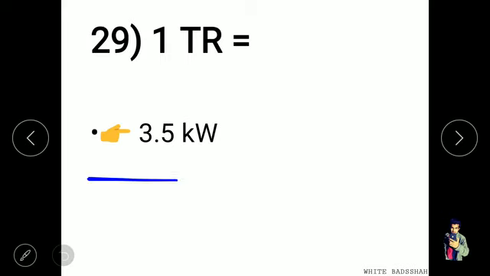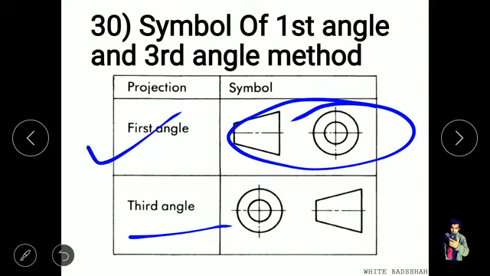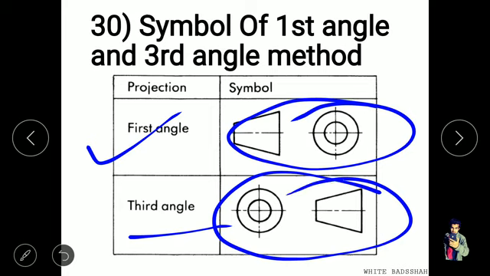So 1 TR equals 3.5 kilowatt. Now the symbol of first angle and third angle method. The first angle symbol is this, and this is for the third angle system. In first angle, the object lies between the observer and the plane of projection.